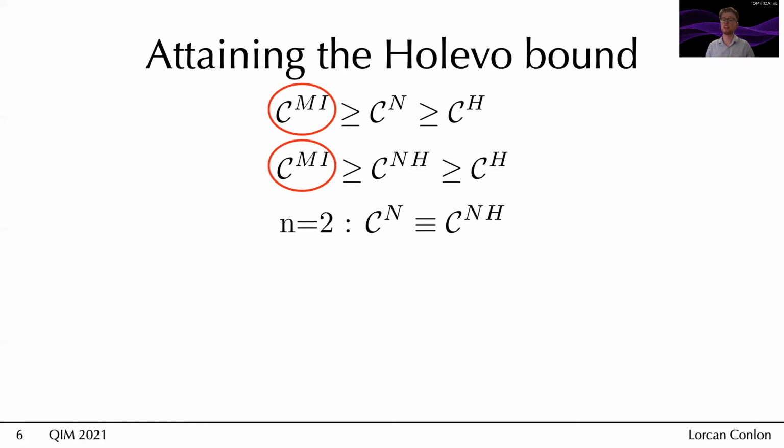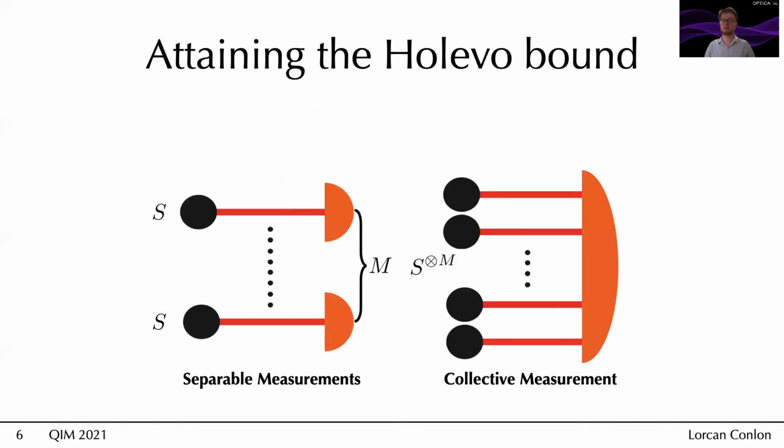And this was defined as the minimum variance which can be achieved by any POVM and unbiased estimator. In general, this bound is a tighter bound than the Nagaoka bound, which is in turn tighter than the Holevo bound. The Nagaoka bound and Nagaoka-Hayashi bound coincide for estimating two parameters and apply when we restrict ourselves to separable measurements. In contrast, in order to reach the Holevo bound, we require, in general, a collective measurement.